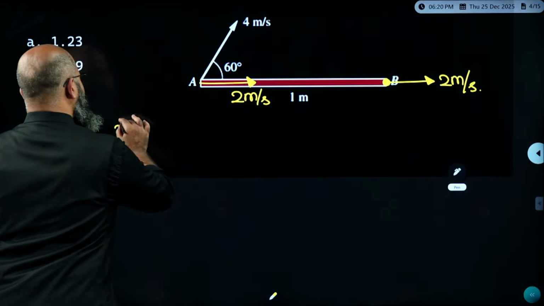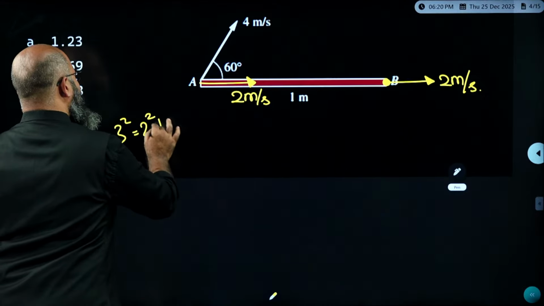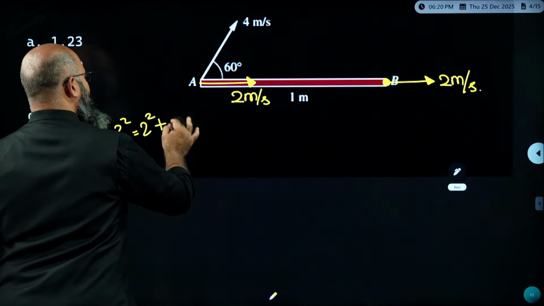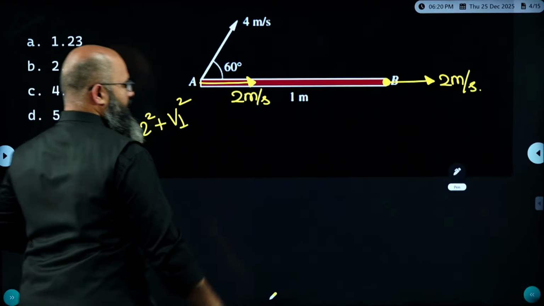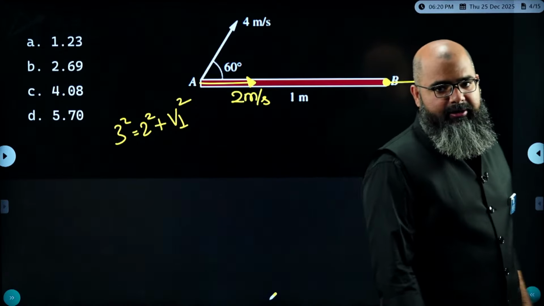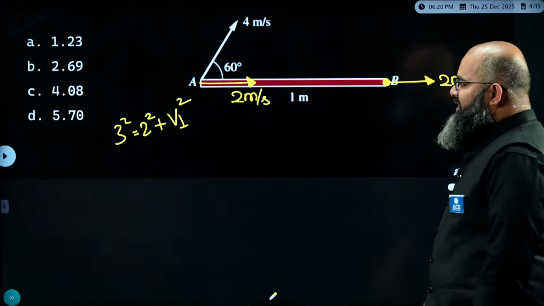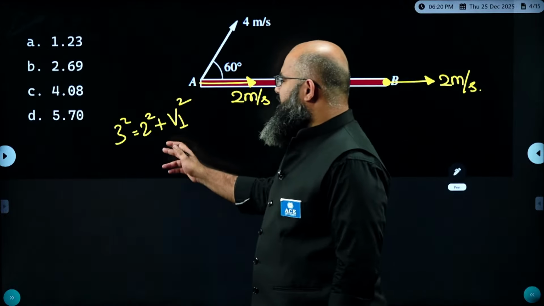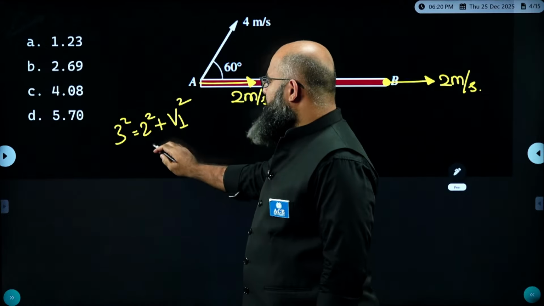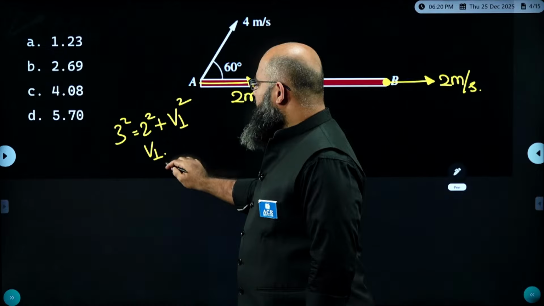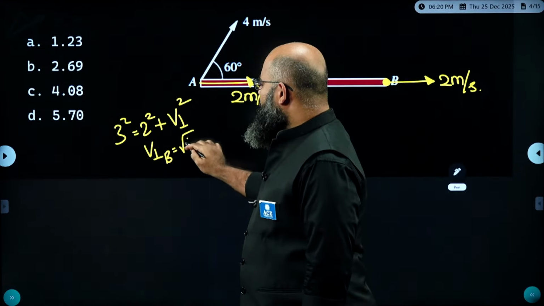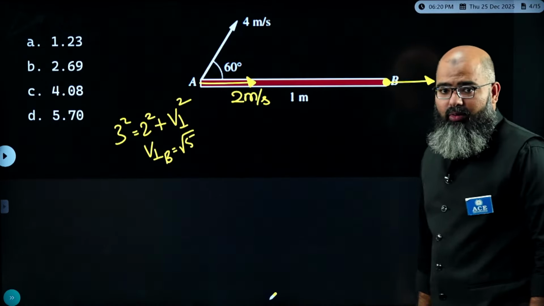So basically I can say 3 square is equal to 2 square plus the other velocity square, the perpendicular component square. Okay? So now that velocity is equal to how much? If you see from here, 5 is equal to v perpendicular square. So v perpendicular at point B has to be equal to root 5.